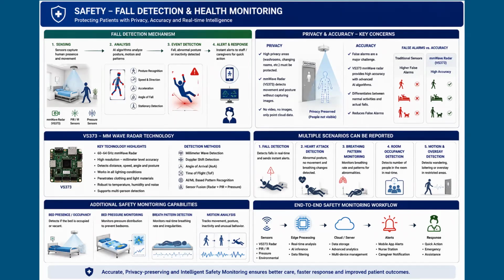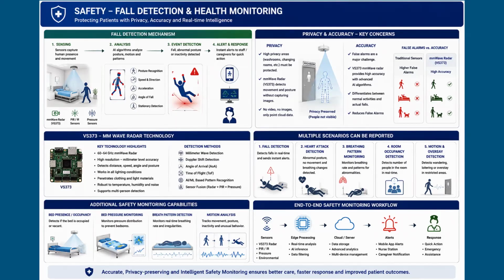There are additional safety monitoring capabilities. Bed presence occupancy can also be detected; it detects whether the bed is occupied or vacant. In some situations, if the person is in a fatal condition, there is a chance of a fall from the bed itself, or if the person is not in the bed for a longer duration of time, it can identify this as an alarming condition. So bed occupancy monitoring can also be helpful, and this is integrated into most of the sensors.